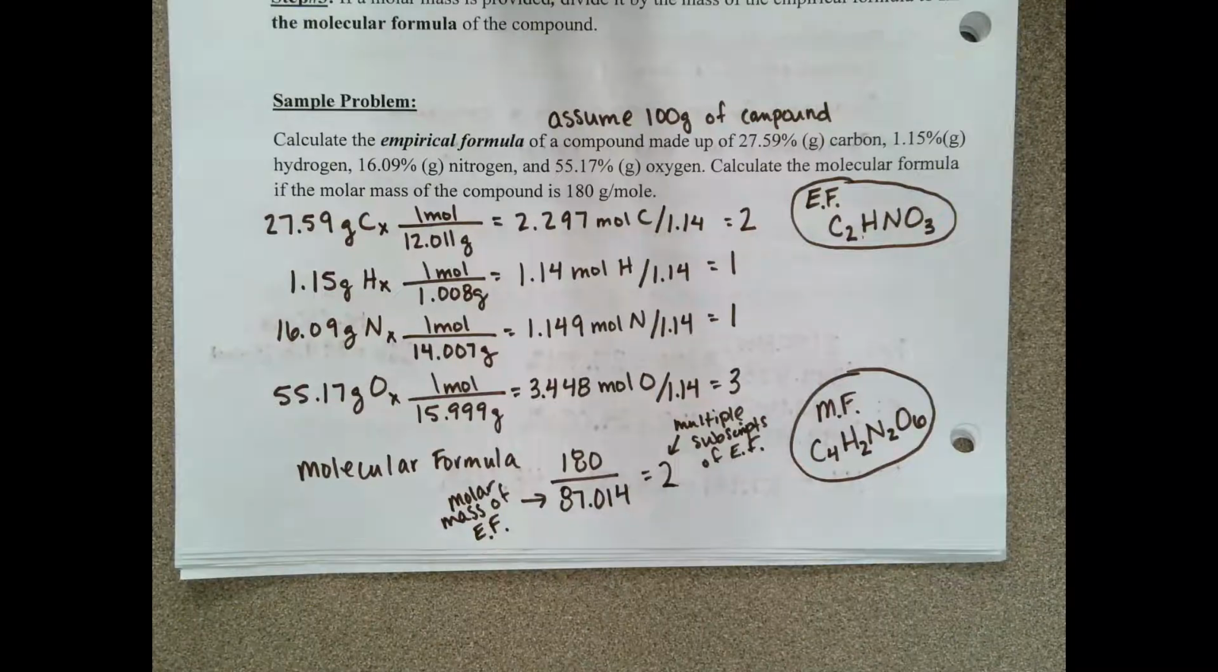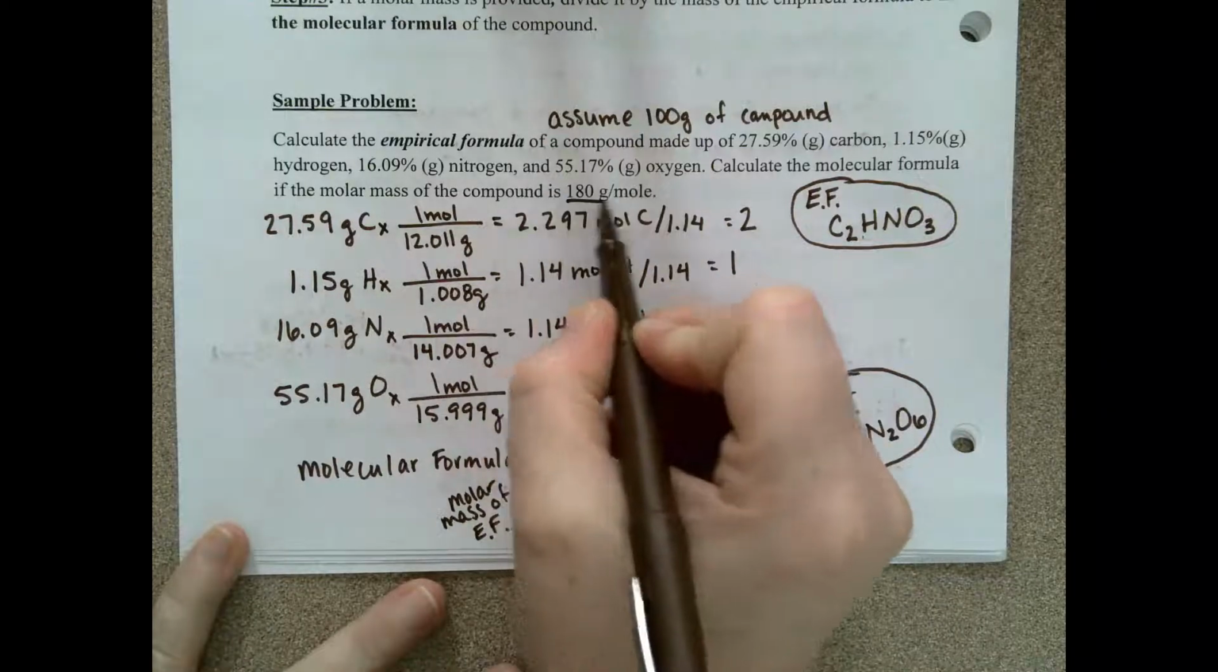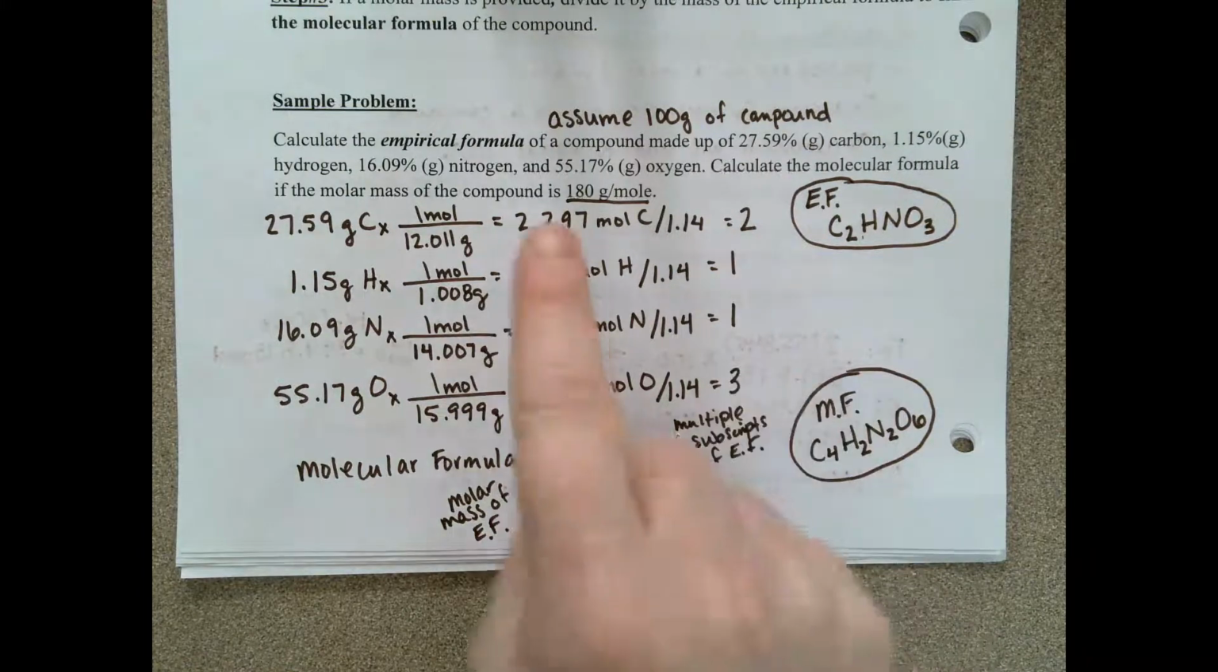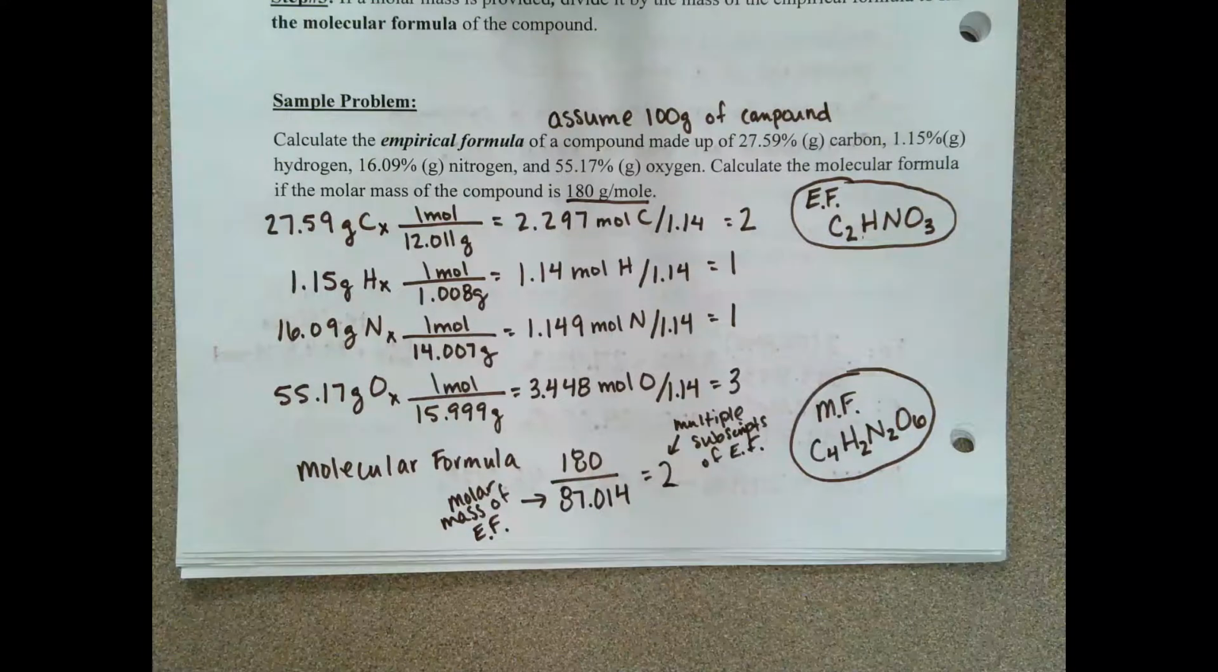Okay. Any questions? It's just a series of steps, essentially. Don't forget to divide by the lowest number of moles. Yeah. Where did the 180 come from? This was in the problem right here. It gave it to you. Yeah, so they'll always give you, if they ask you to find the molecular formula, they have to give you the molar mass of it. There's no way to calculate that.